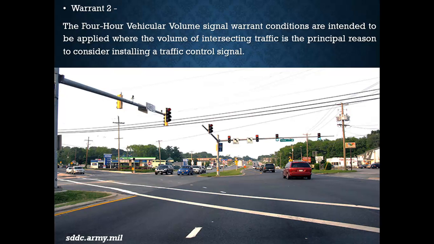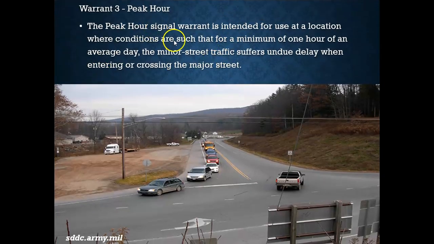A signal may be warranted if the traffic on the cross street is unable to enter or cross the main road due to heavy traffic volume causing significant delay. The purpose is to give priority to traffic on the side street and improve intersection efficiency. So this is the second warrant, which is based on a 4-hour vehicular volume. The first one is based on 8 hours, and the second one is based on 4 hours volume.